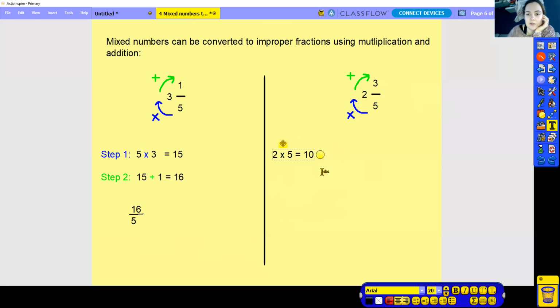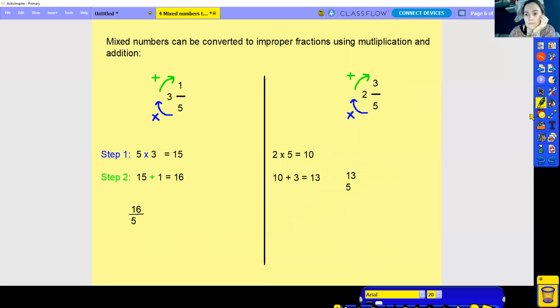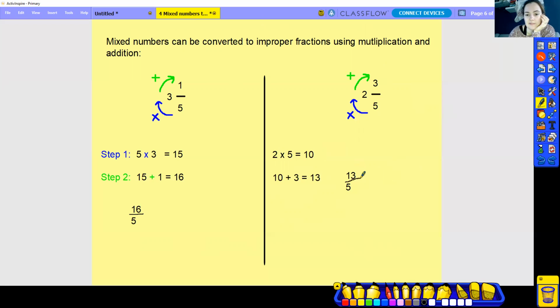And then we need to add the numerator on. So if you can see here, the numerator is 3. So now all we're going to do is 10 add the 3, which gives me 13. Now, if we were going to write that as a fraction, which of course we are going to do, it's 13 over 5. So we've got 13 fifths left.